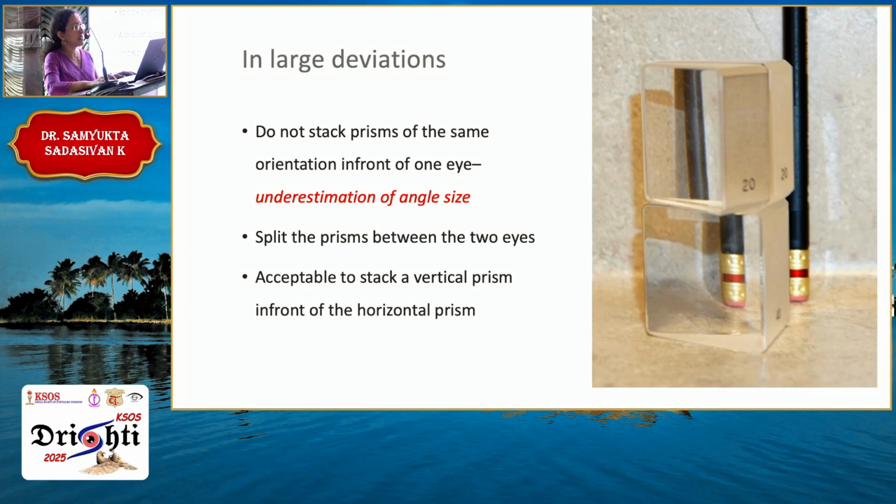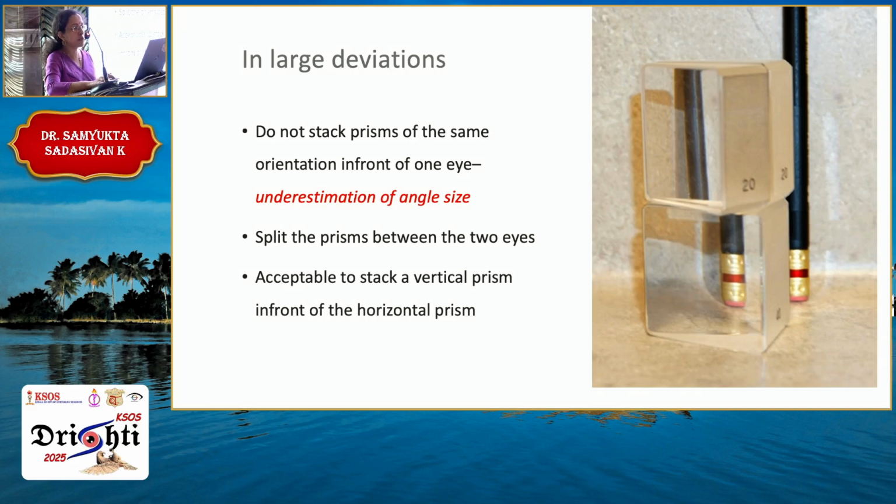In large deviations, it is imperative not to stack prisms of the same orientation in front of one eye. That leads to underestimation of the angle size. So in large deviations, you can split the prisms between the two eyes. However, it is acceptable to stack a vertical prism in front of the horizontal prism.